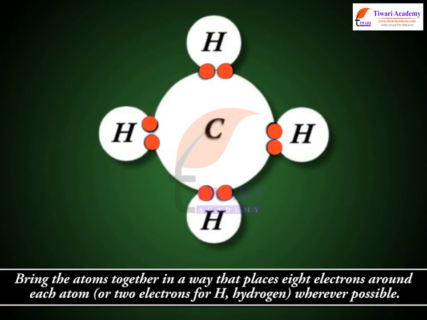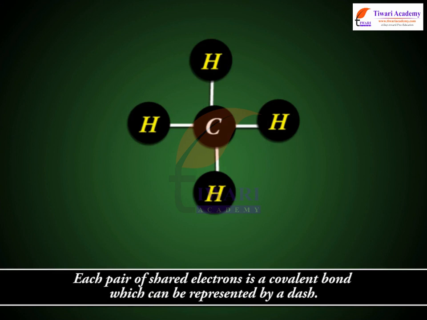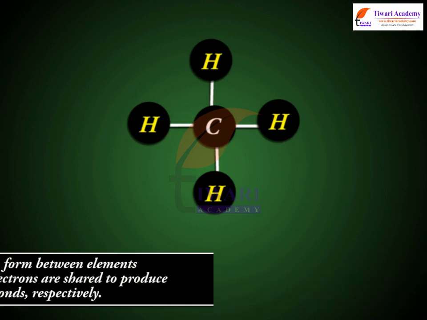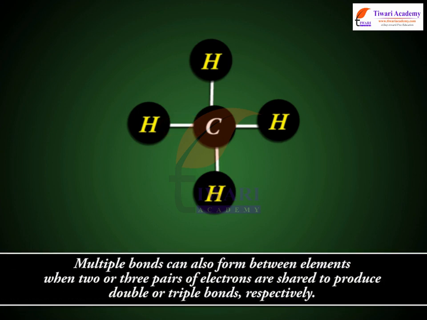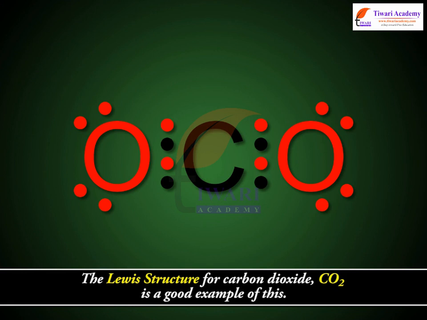Bring the atoms together in a way that places 8 electrons around each atom, or 2 electrons for H, hydrogen, wherever possible. Each pair of shared electrons is a covalent bond, which can be represented by a dash. Multiple bonds can also form between elements when 2 or 3 pairs of electrons are shared to produce double or triple bonds, respectively. The Lewis structure for carbon dioxide, CO2, is a good example of this.